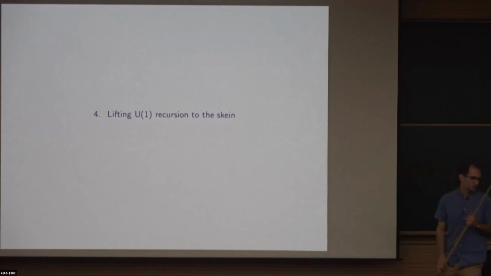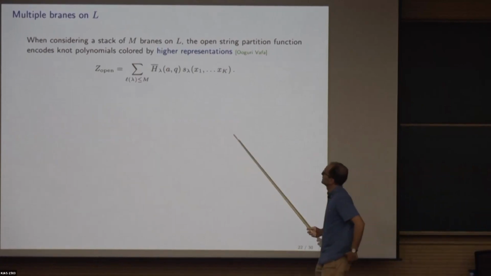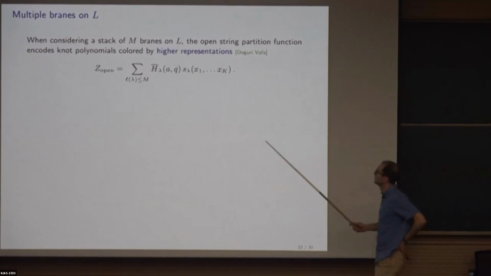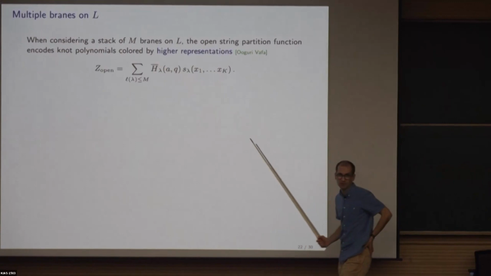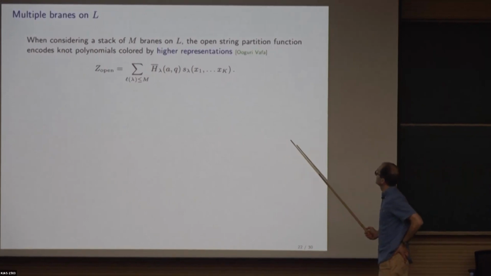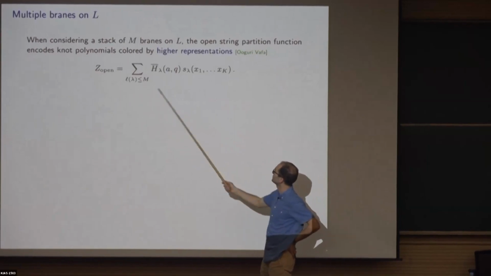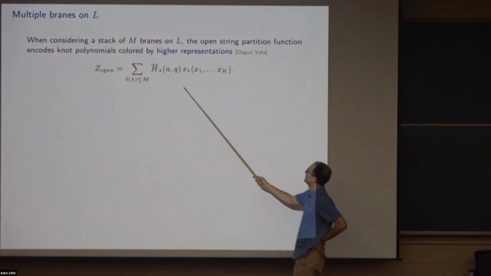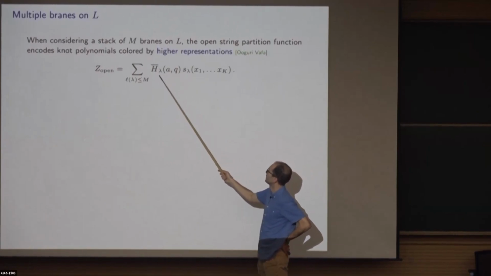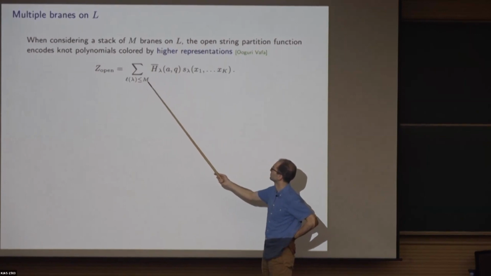Okay, now we get to the new and more fun part. What I'd like to do is finally consider not a single brane on L, but a whole stack of arbitrarily many branes. So I'm going back to the A model, and I take M A-branes. This setup was also considered by Gukov and Vafa. What they argue is that in this case the open string partition function now computes Hopf link invariants, or knot invariants, in arbitrary representations labeled by partitions with up to M rows.